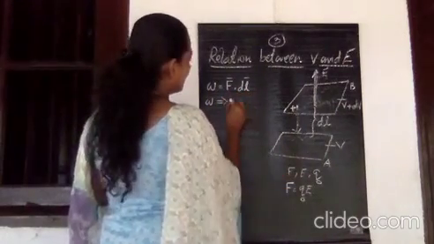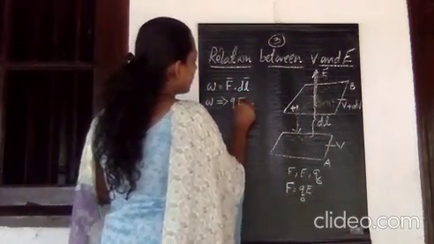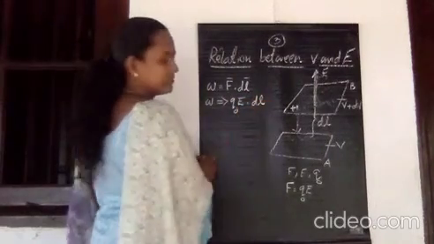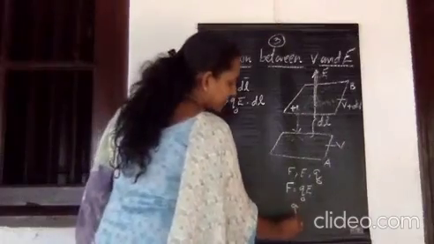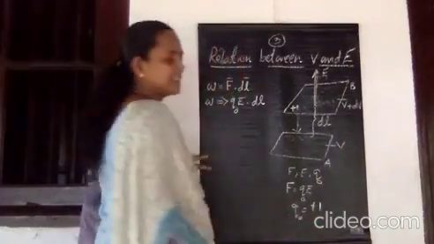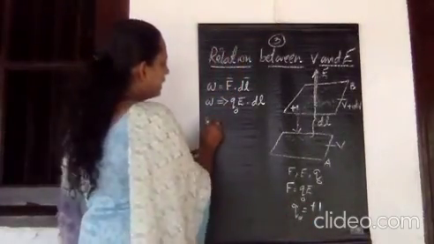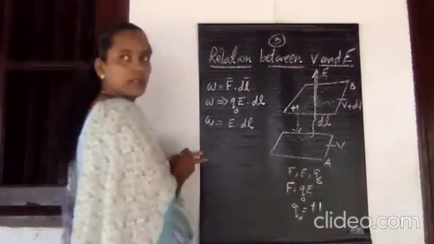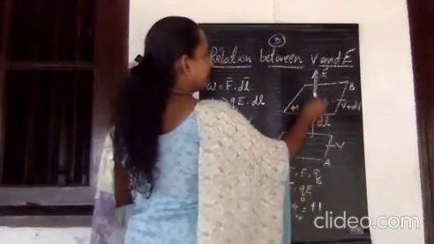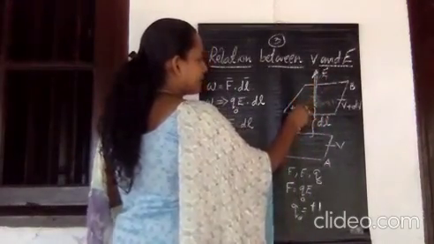F dot dl means that W is equal to Q0 E dot dl itself. Here Q0's magnitude is how much? Q0 is equal to unit positive magnitude. So you can write W equal to how much? W equals E dot dl itself.